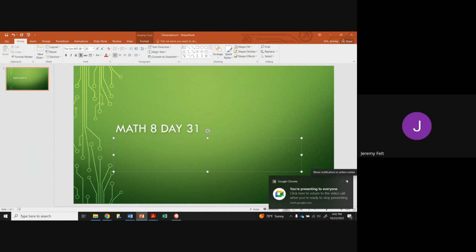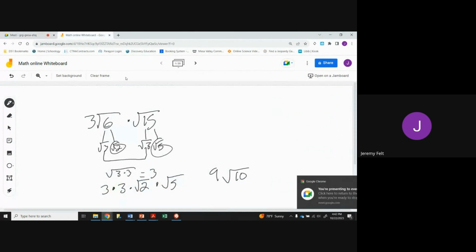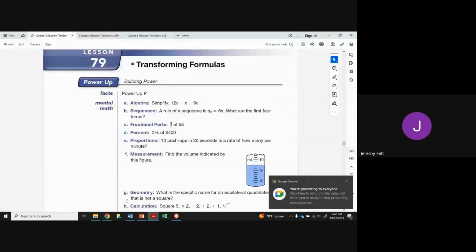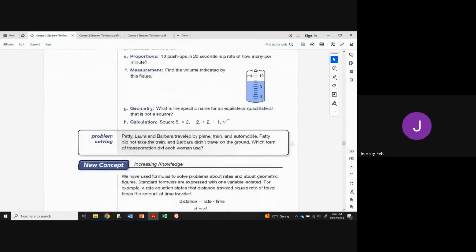We're looking at lesson 79. So we got 79 and 80, and that's it as far as new lessons for the semester, and then we'll review and take the test and all of that. But we are nearing the end, so that is exciting, at least for this semester. So in lesson 79, if you guys want to flip over there, we are looking at transforming formulas.